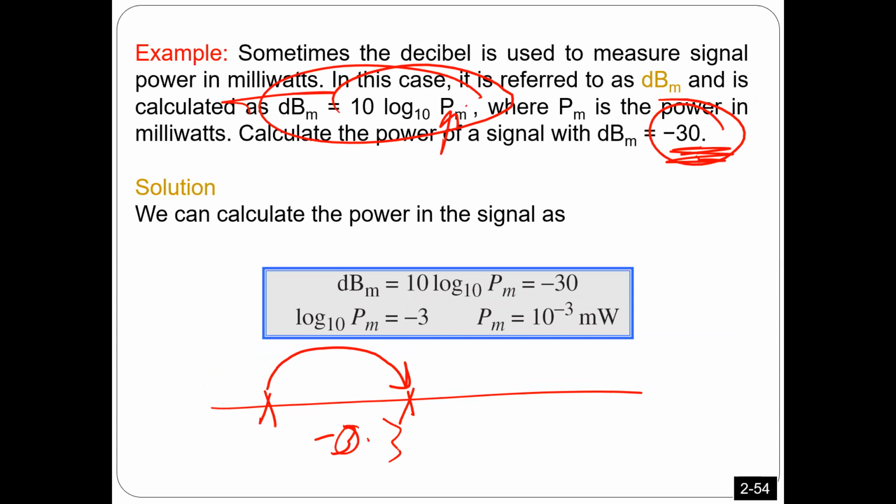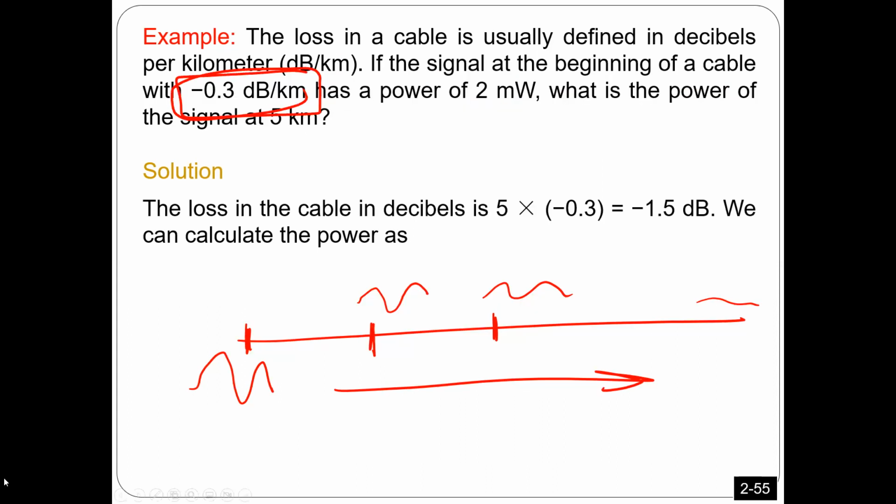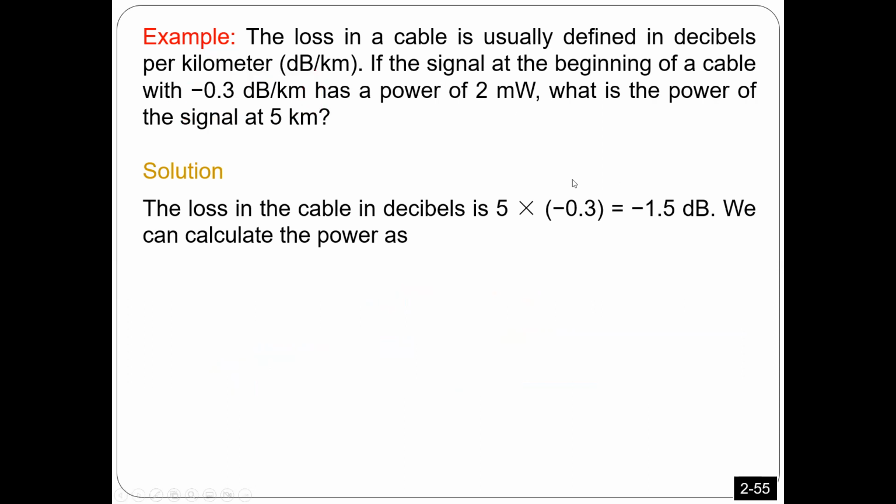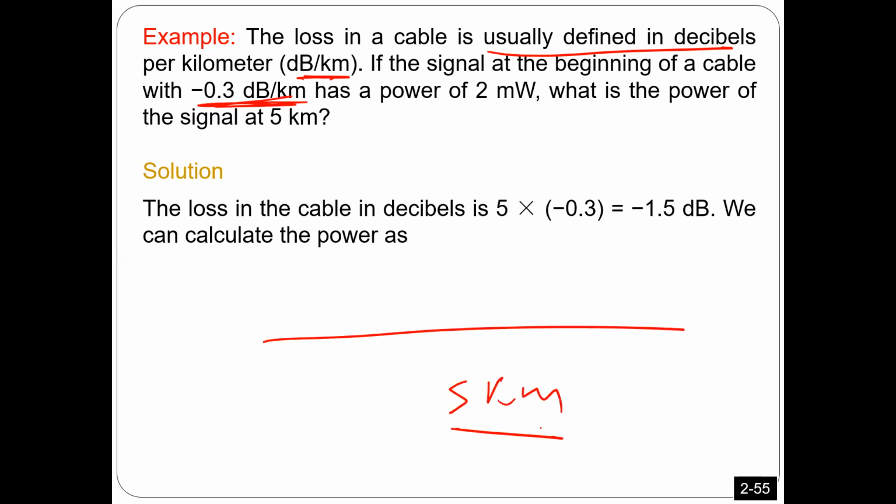Okay. So distance is important here. Let's see this question. In this question, I have a cable, and this cable is rated in decibel per kilometer. In this cable we are going to lose negative 0.3 decibel every kilometer. Okay, and I have a cable that is 5 kilometers. So the whole cable is 5 kilometers.